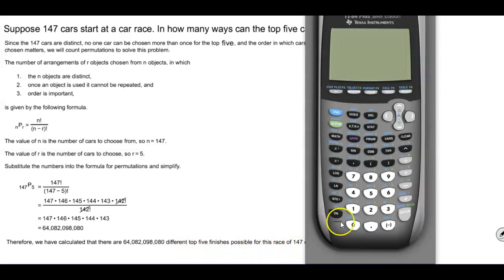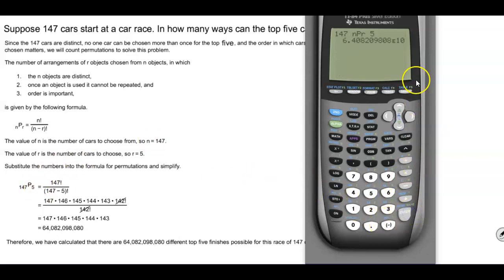Now, if we want to calculate this on the calculator, since we know the value of n represents 147, we'll go ahead and enter 147. And then we're going to look for the permutation in the probability section under math. So we're going to select math, scroll to the right where it says probability. And since we're going to look for permutation, we're going to go down to number 2, select enter, and then put in number 5, since that's what r is equal to.